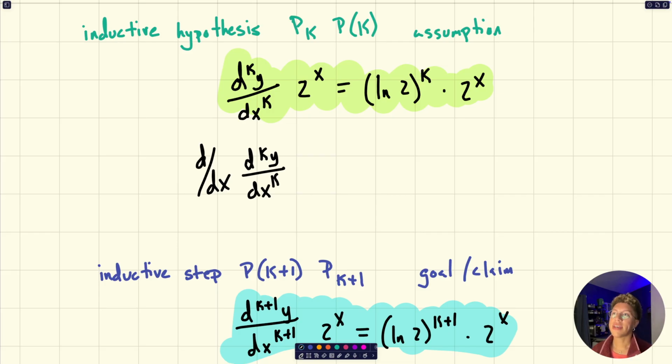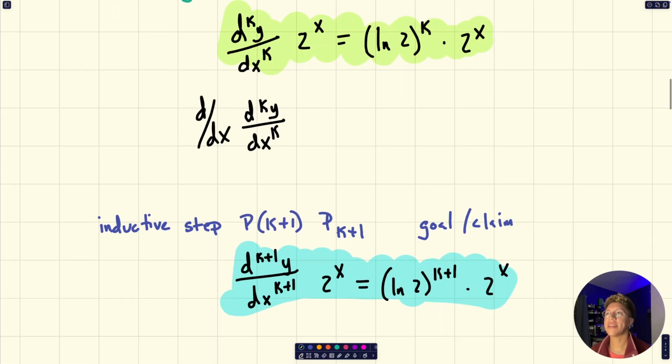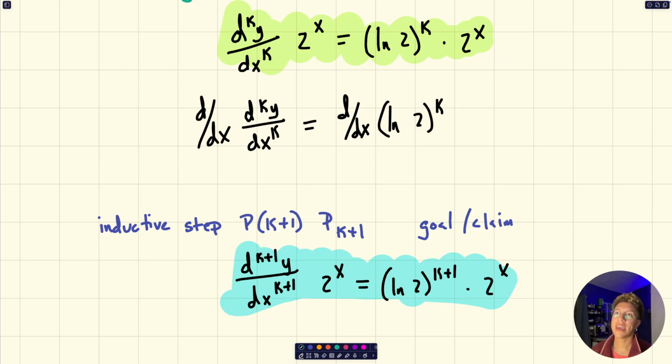And the derivative of all this is ln2. Well, we should do this on a separate line. So first we're saying that we're taking the derivative of our assumption step. So we're taking the derivative of the kth derivative, and that is going to be equal to the derivative of ln2 to the k times 2 to the x, like that.